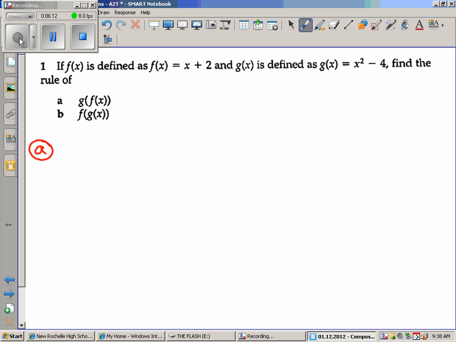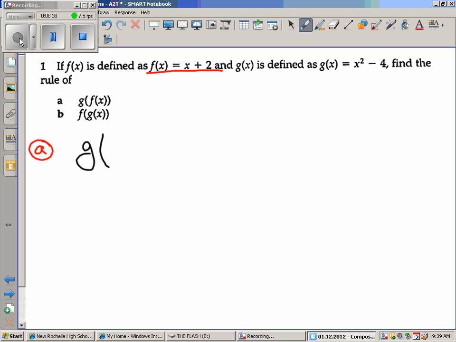Ready? G of f of x. So, let me just write it out for you. Here's f of x. How much is f of x worth? X plus 2. Very nice. So this equation right here, it's not wrong. I just want to do it in two separate colors.